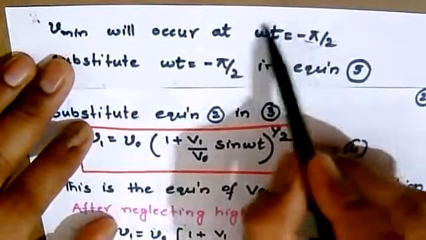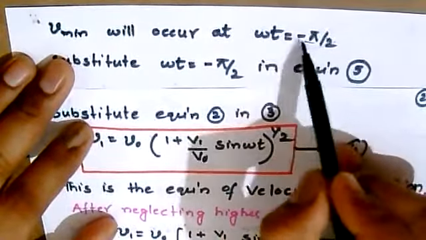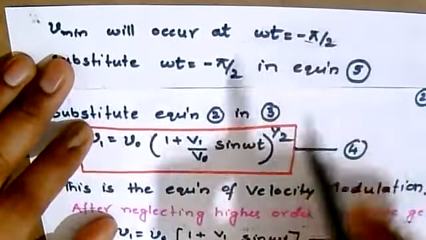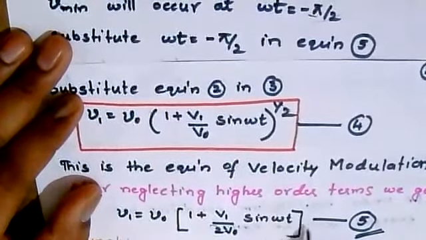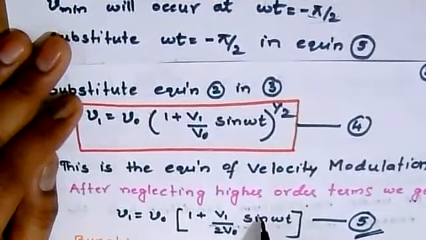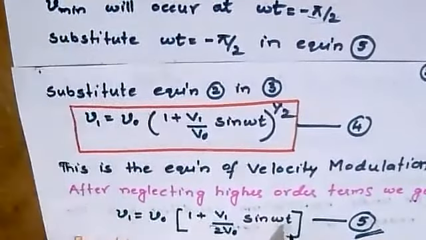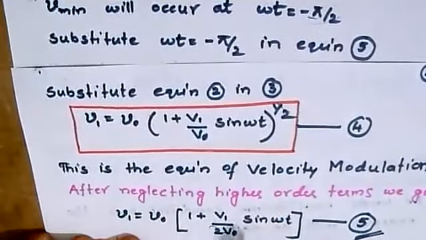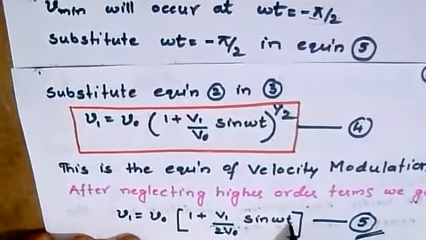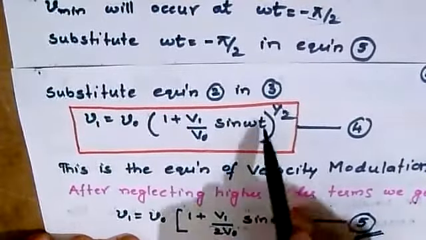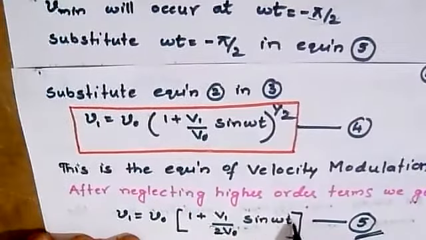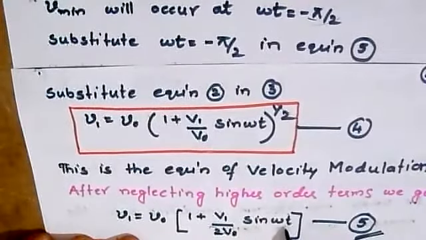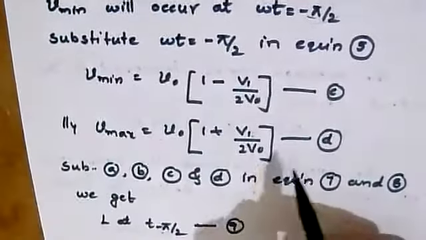In place of omega t, we need to substitute minus pi by 2. The same we can write here. So in place of omega t, we have to substitute minus pi by 2. There are two equations we have, for V minimum voltage and V maximum voltage. So for V maximum and V minimum, in place of omega t, we need to substitute minus pi by 2. Then we get these two equations.